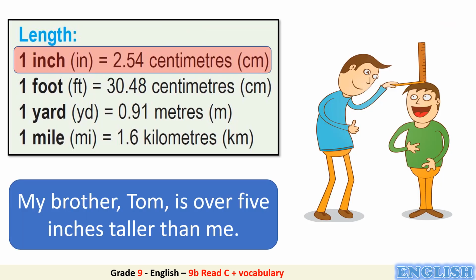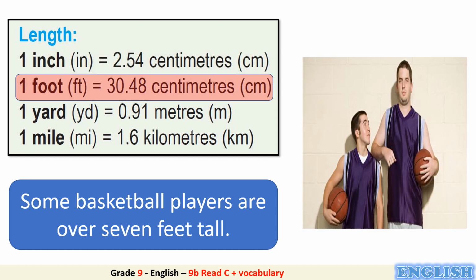The first unit we have here is the inch. 1 inch is 2.54 centimeters. For example, my brother Tom is over 5 inches taller than me. The second unit is the foot. 1 foot equals 30.48 centimeters. For example, some basketball players are over 7 feet tall.